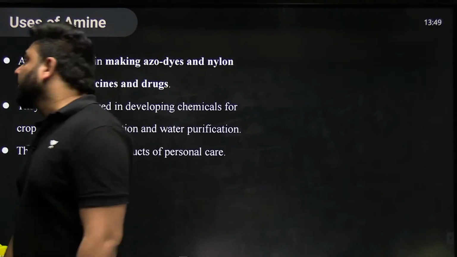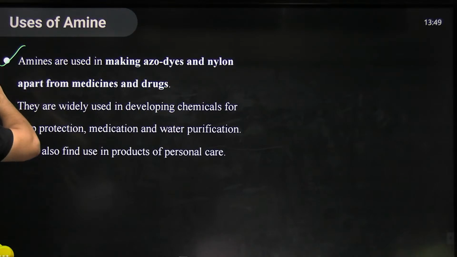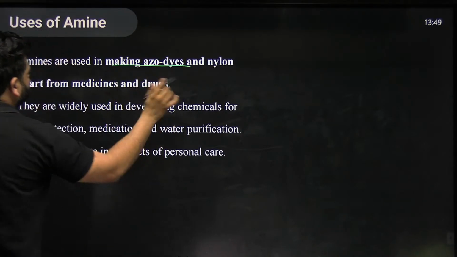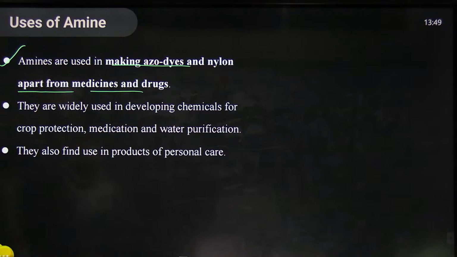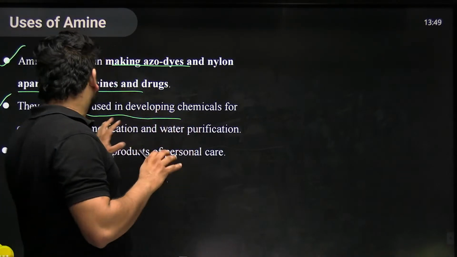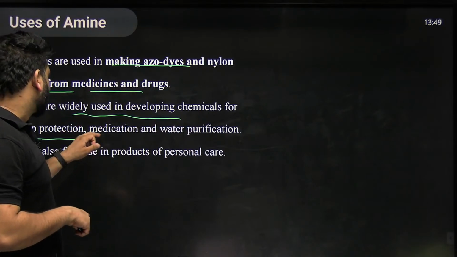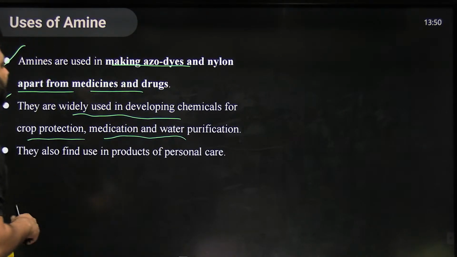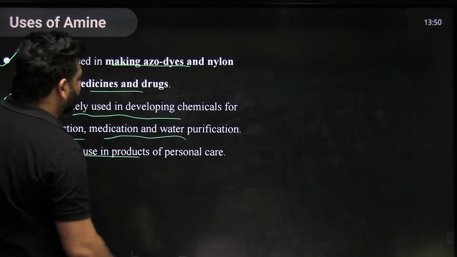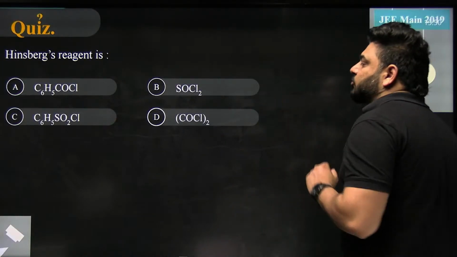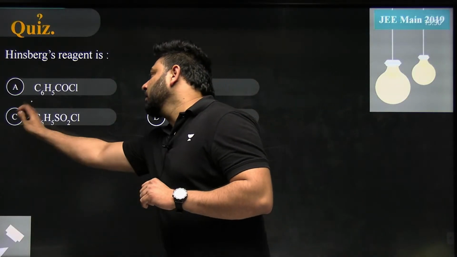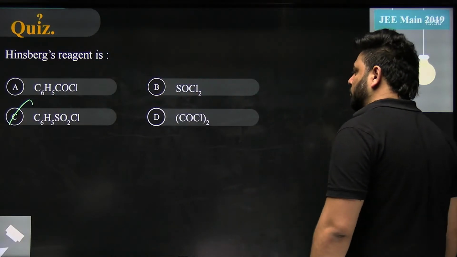What are the uses of amines? Amines are very good reagents for making azo dyes, as we just studied, and also in nylon formation, and some medicines and drugs. There are wide uses in developing chemicals, crop protection, medications and water purification. They also have some uses in the production of personal care products, cosmetics and stuff like that. Hinsberg reagent is benzene sulfonyl chloride, C6H5SO2Cl.